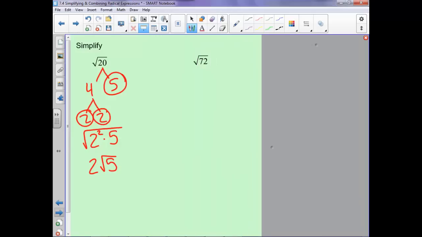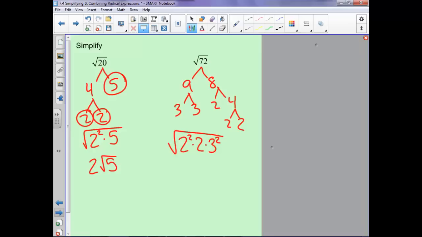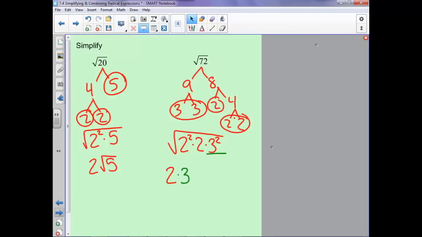Same idea with this one. We can break this into 9 times 8. So we can change this to the square root, and since it's square root, we want to keep things in squares. So we have 2 squared times 2 times 3 squared, because we have two 2's, one by itself, and then two 3's. Well, the square root of 2 squared is 2. The square root of 3 squared is 3. And then this square root is just square root of 2. So I'll have 6 root 2.